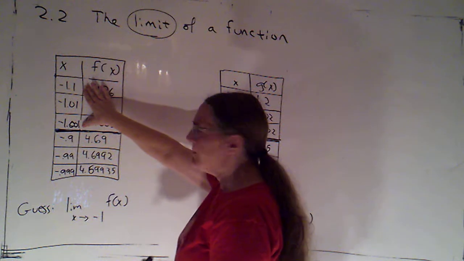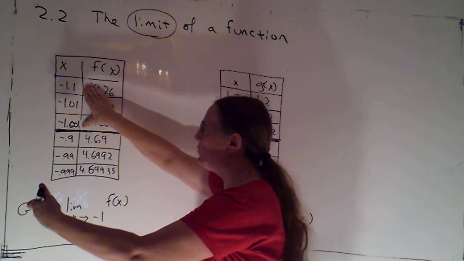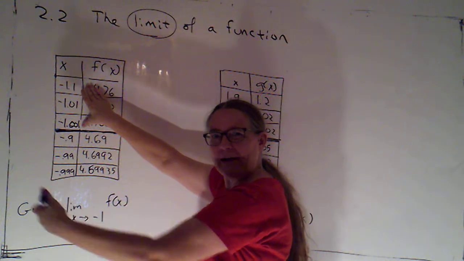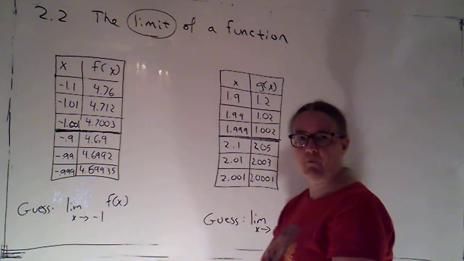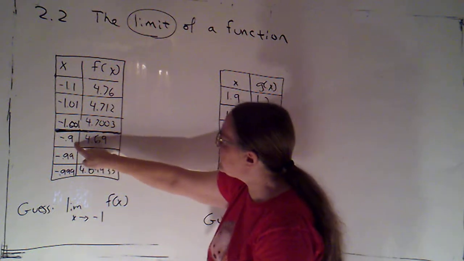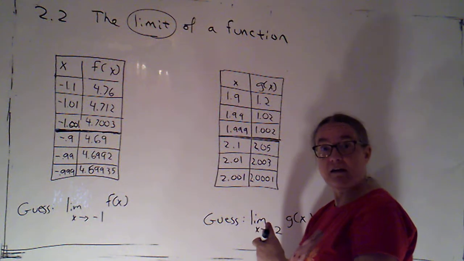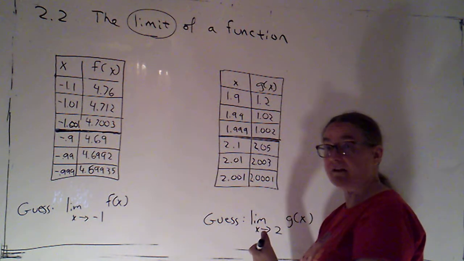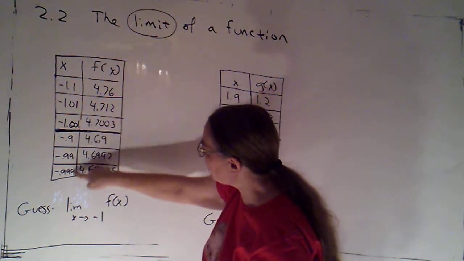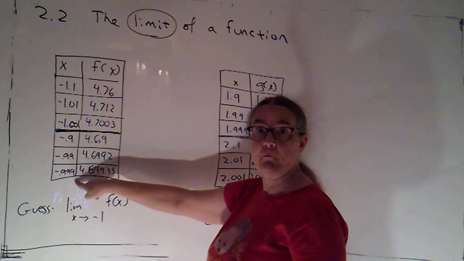If I stopped here, that would be very irresponsible of me because I would only be taking into account what happened on the left side of -1. So I've got a second part in this table. These would be x values that are a little bit bigger than -1. They're to the right of -1. But again, I've created a pattern that they're getting closer and closer and closer to -1.